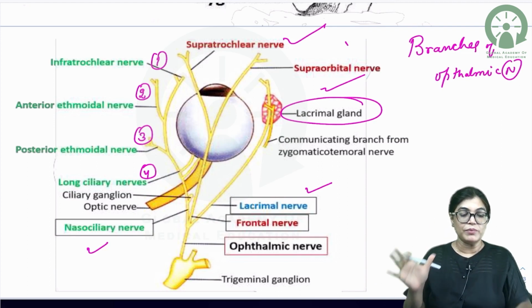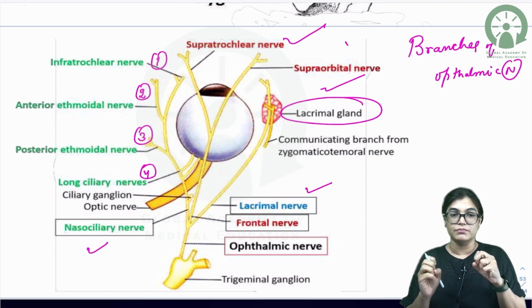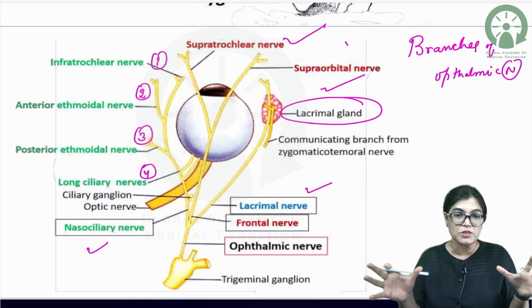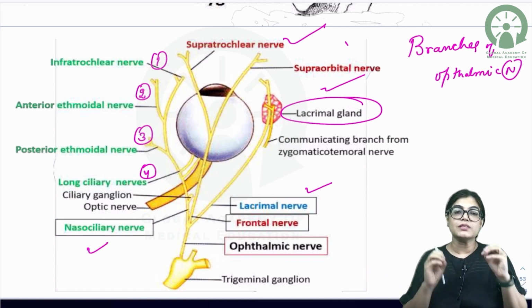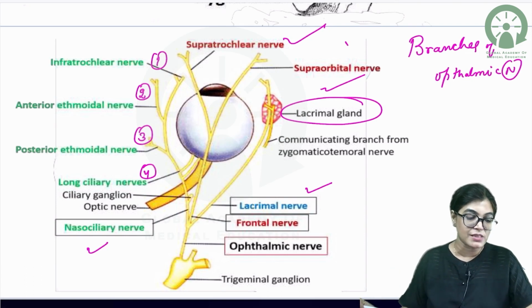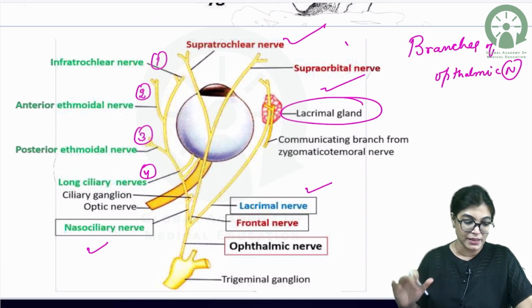So what I want, please don't get frightened by seeing this much branches. Very easy to know. So you just remember the major branch names of the ophthalmic division of trigeminal nerve.